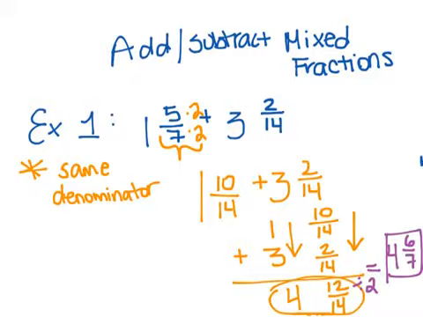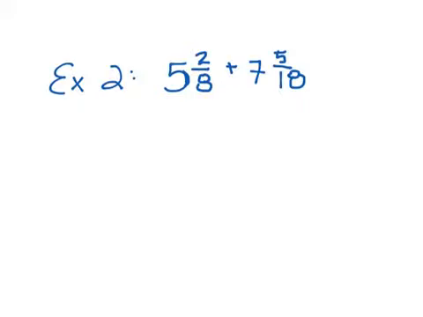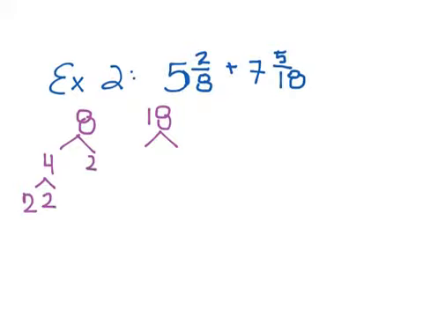Let's go ahead and go to the next example, guys. We have now 5 and 2/8 plus 7 and 5/18. This one's a little bit harder. We have difficult denominators that we have to deal with, but we can do it now using our prime factorization that we talked about. Okay, prime factors of 8 and 18. The factors of 8 are 4 and 2. 4 can be broken down into 2 times 2. 18 would be 9 times 2, and that can be broken down into 3 times 3.